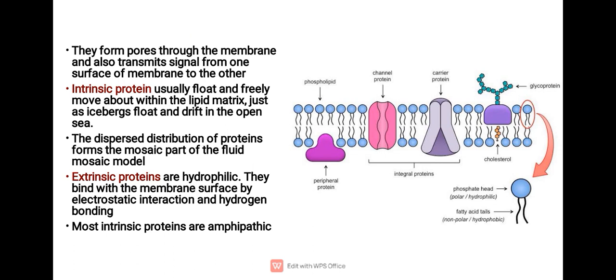The dispersed distribution of proteins forms the mosaic part of the fluid mosaic model. Extrinsic proteins are hydrophilic. They bind with the membrane surface by electrostatic interaction and hydrogen bonding. Most intrinsic proteins are amphipathic. So phospholipids are there, peripheral protein is there, channel protein is also there. So carrier protein is associated with that, integral proteins, and the glycoprotein is there, cholesterol is there.